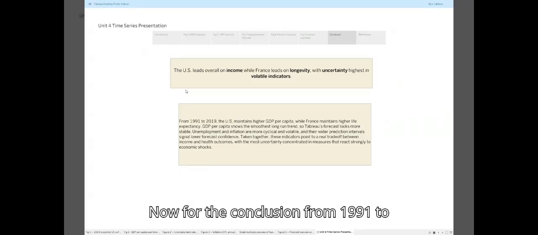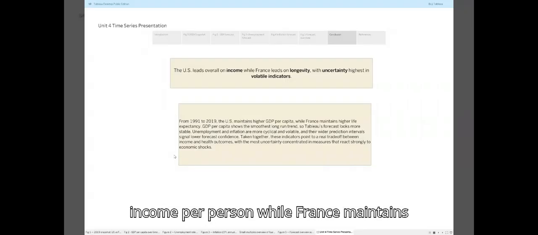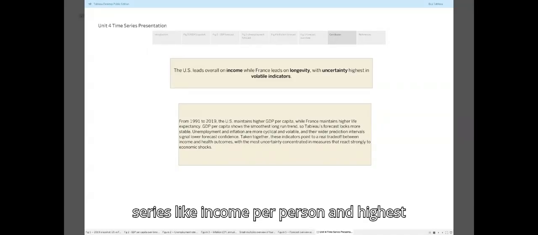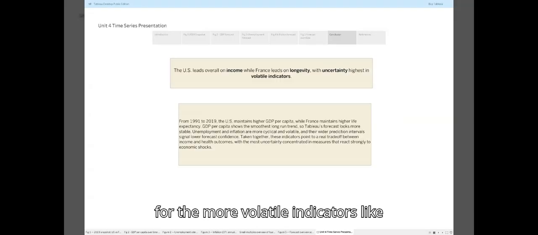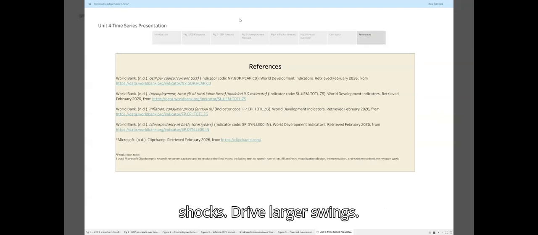Now, for the conclusion. From 1991 to 2019, the United States maintains higher income per person, while France maintains higher life expectancy. Forecast uncertainty is lowest for the smoother series, like income per person, and highest for the more volatile indicators, like unemployment and inflation, where economic shocks drive larger swings.